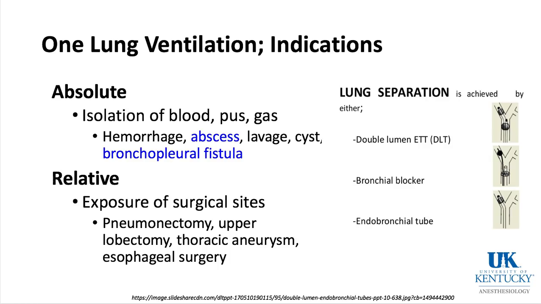Relative indications are what we use one lung ventilation for most of the time, and that's removing part of a lung, thoracic aneurysm surgery, and esophageal surgery. Ways to obtain lung separation are shown on the far right, and they include the classic double lumen tube, a bronchial blocker that can be placed down either through a tube or sometimes is built right into the endotracheal tube. And then occasionally an endobronchial tube can be used for one lung ventilation. That is just passing an endotracheal tube down into a bronchus and ventilating only one lung.